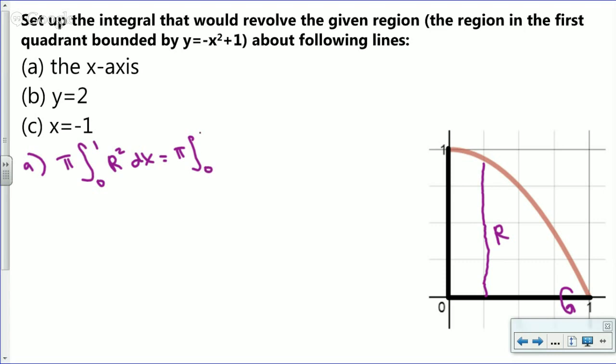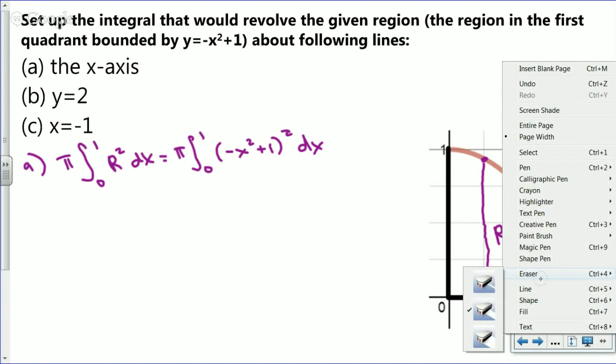Okay, so R, do top minus bottom. Well, this was the graph of y equals negative x squared plus 1, right? So r is going to be that negative x squared plus 1 minus 0. I don't need to write the minus 0, but you certainly can if you'd like. And then I want to square that. And that's it for part A, okay? Disk method.